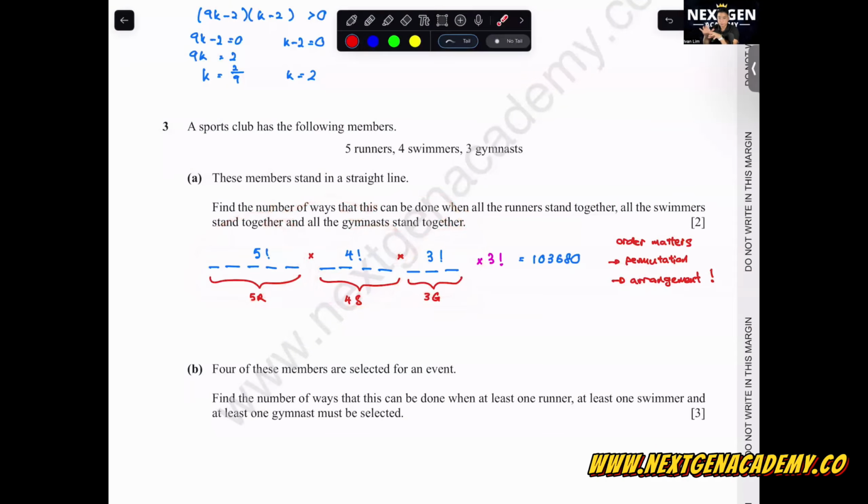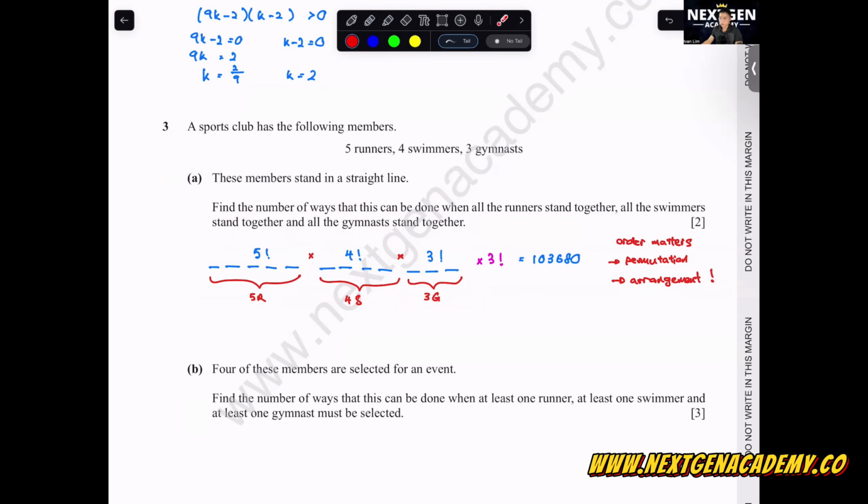Because we can put them in different orders also. You can put runner first, then swimmer, then gymnast. Then you can put gymnast, swimmer, runner. Then you can put swimmer, runner, gymnast. So these 3 different groups, when you rearrange them, it will be 3 factorial or 3P3.